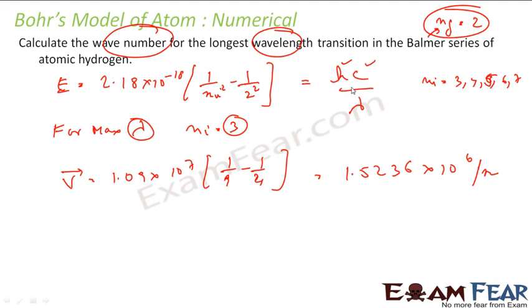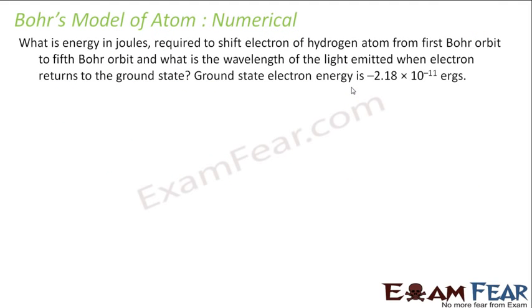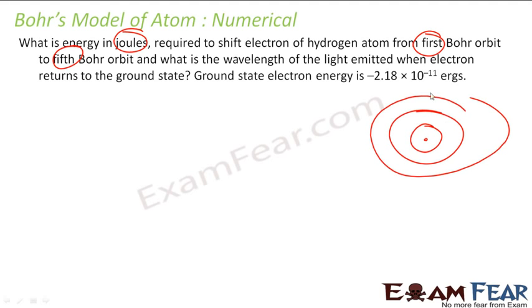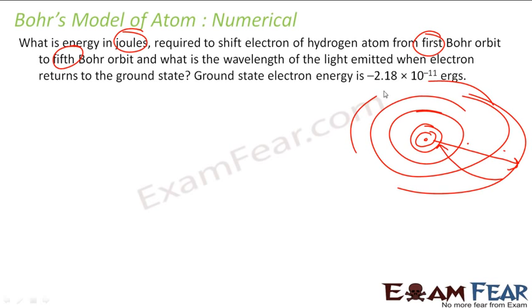Correct. So the question is, what is the energy in joules? Please note, energy in joules required to shift an electron from n equal to 1 to n equal to 5. So I have this like this. So n equal to 1 is here, 1, 2, 3, 4, 5. From here the electron jumps to here. I have to find the energy required. Also, this electron again jumps back to 1 and it emits light. I have to find the wavelength of the light. So this is the first part.